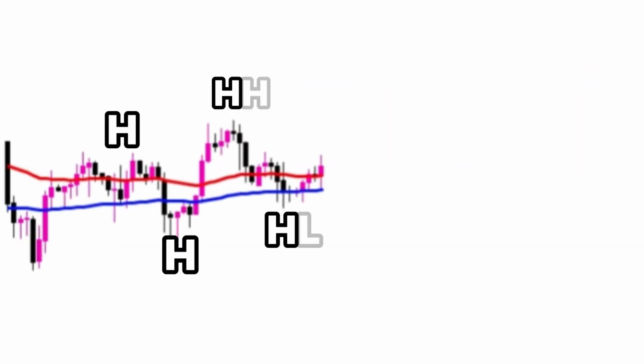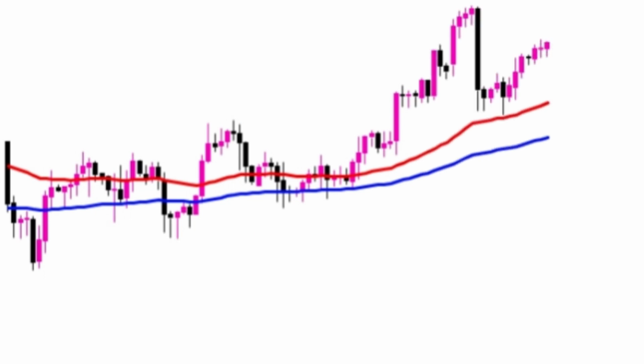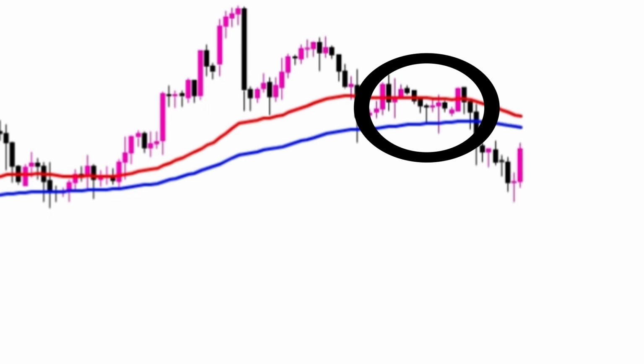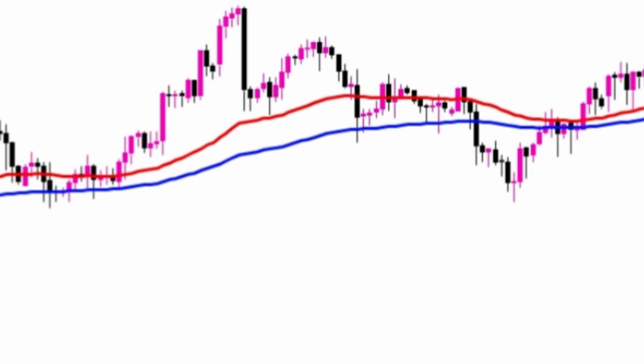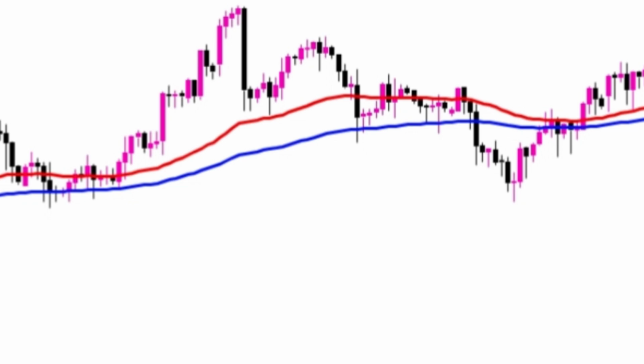Similarly, in this example, we can see the market making higher highs and higher lows, which indicates that the market is in an uptrend. But there is not a huge gap between both the exponential moving averages, which is why we cannot go long into the market, as this can be a short-term reversal also. Due to all these reasons, we can conclude that this is a weak trend, and which is why we would not find the areas from which we can go long into the market. Same happens during a downtrend.